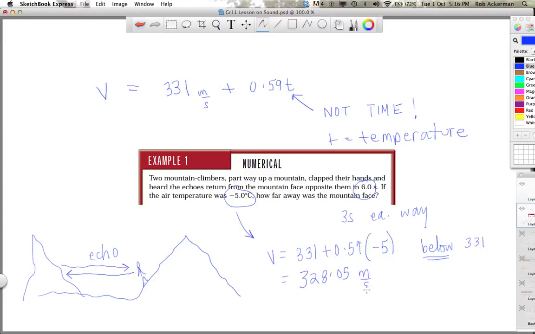meters per second. So let me ask you this. If something took 3 seconds to go each way at a speed of 328.05 meters per second, how far away is that something? Well, folks, this is a job for speed equals distance over time. Solve for distance by plugging in the speed and the time.